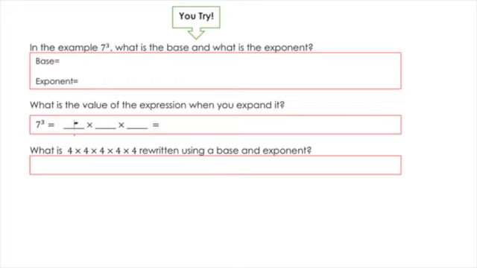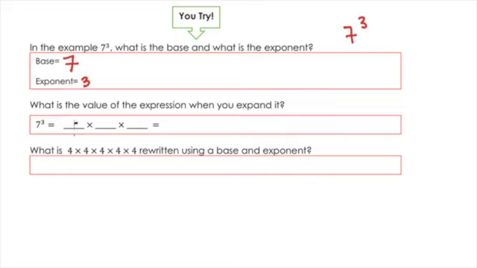So let's see if you got the same thing as me. Well, if I look at 7 to the 3, I see that 7 is the number that's written bigger, so my base is 7. And 3 is a little number on the top, so 3 is my exponent. So that's pretty easy to do, but now I want you to actually tell me what this means.